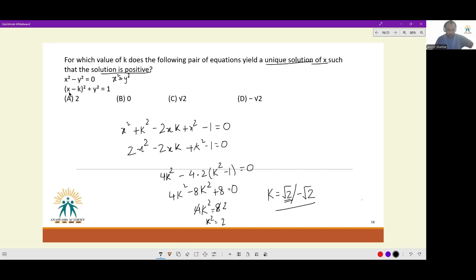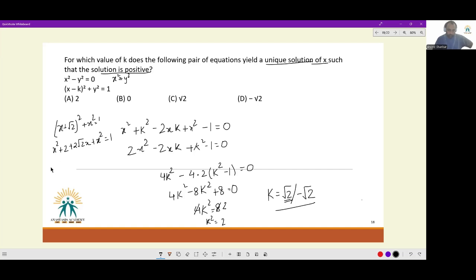Otherwise, what would happen? See here, if I take one of the roots, k, as minus 2, it will turn to (x plus root 2) whole square plus x square is equal to 1. If we open this up, we'll get x square plus 2 plus 2 root 2x plus x square is equal to 1.